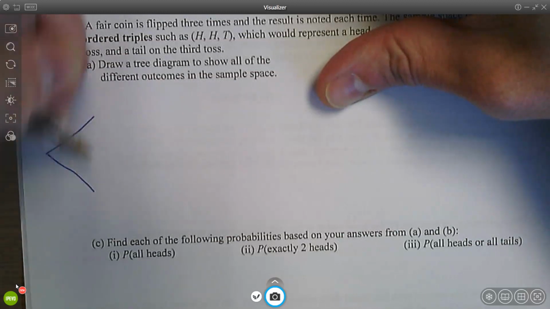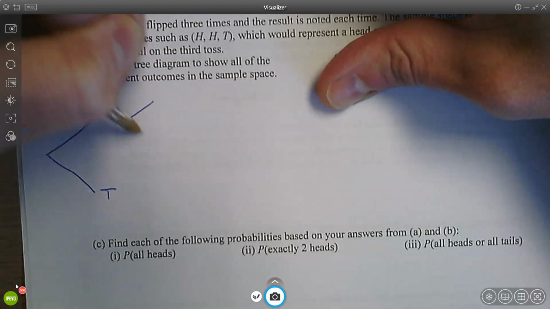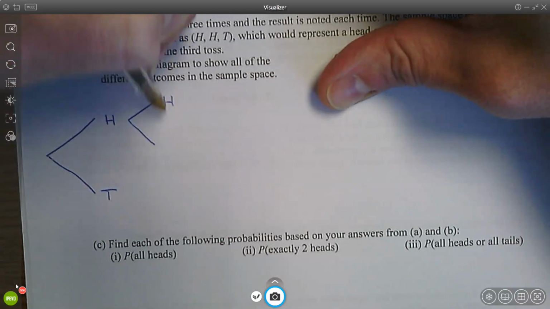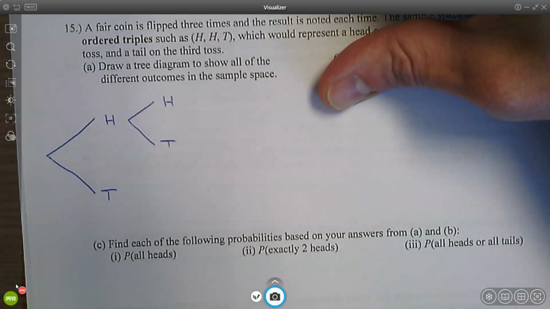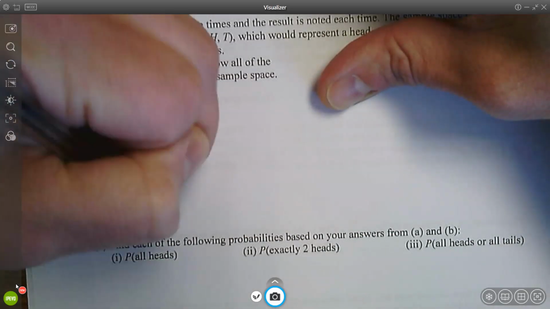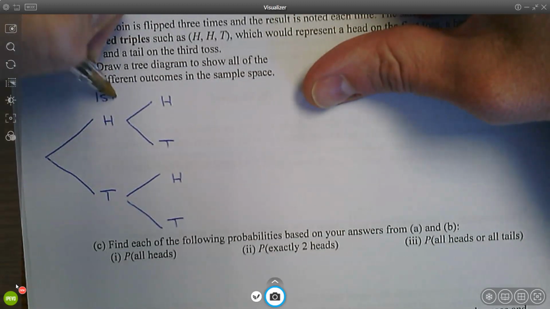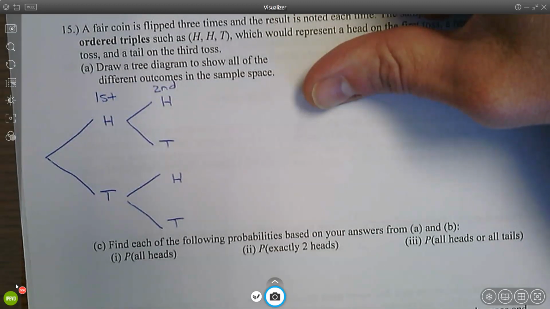So on the first flip, we could get heads or tails. Then if we get heads on the first flip, we could get heads or tails on the second flip. Same thing here. If we get tails on the first flip, we could get heads or tails on the second flip. So this is what's happening on the first flip. This is what's happening on the second flip.